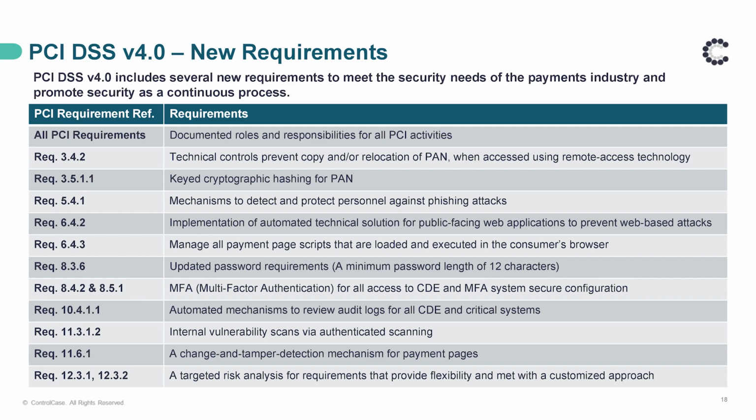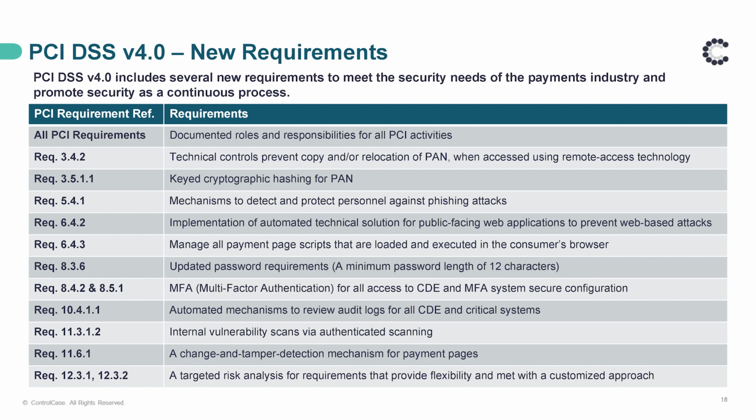Another example is 3.4.2, technical control to prevent copy and or relocation of PAN when accessed using remote access technology. After COVID, most organizations have found their way to work remotely. And if their business requires the employees to access the card data, right? With that in mind, this new requirement ensures that a technical control is implemented so that when, for legitimate need, employees access the PAN data or account data remotely, they cannot copy and paste it on their local machines.